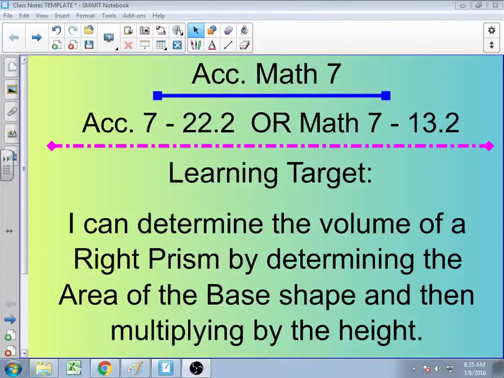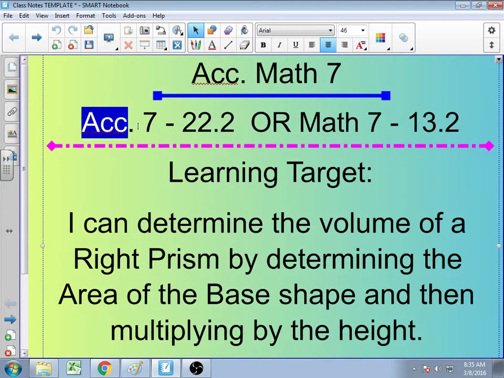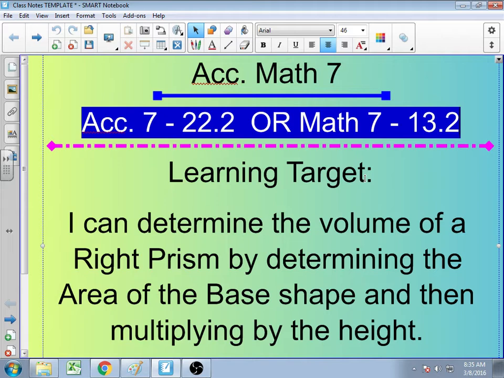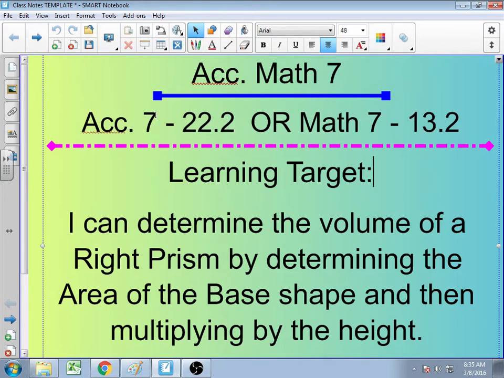Welcome back again. I am starting to go ahead and label whichever class you might be in what the unit number would be. So you see if you're in Accelerated 7, it's going to be Chapter 22, and Math 7, it's actually going to be Chapter 13. Regardless of chapter, it's going to be Section 2.